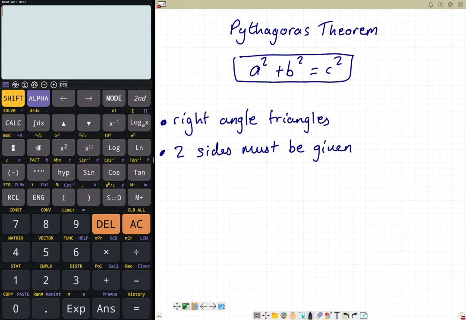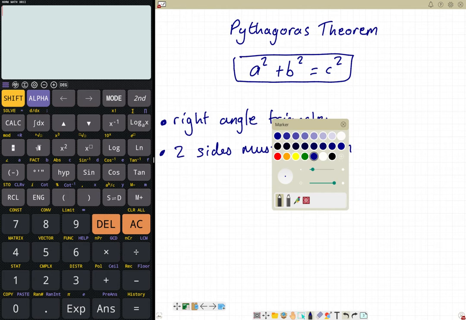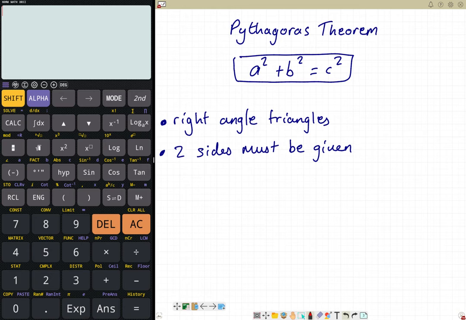Okay, so just let me explain a bit about the formula. The A and the B in the formula are your short sides, and C is always your long side. The long side in maths we call the hypotenuse, and we'll use more of that once we go into more trigonometry topics.